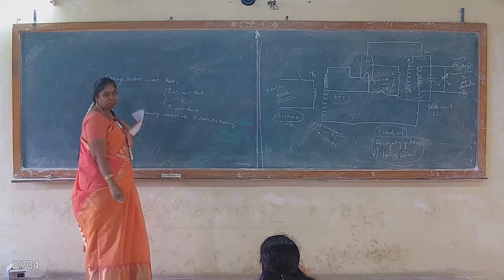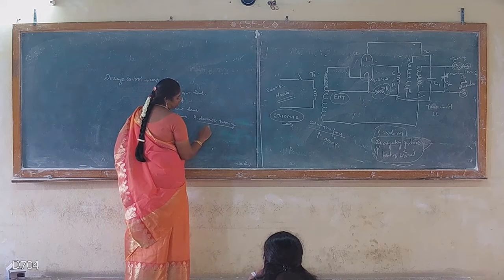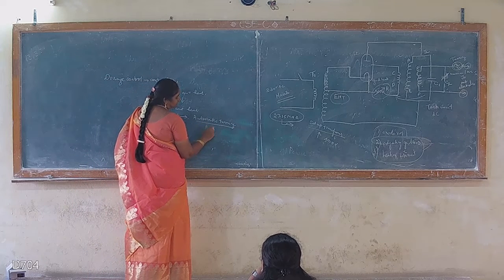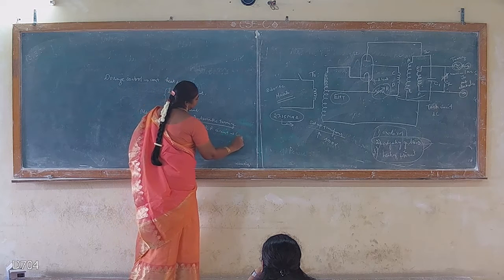So how does this automatic tuning circuit work? This is one additional RF circuit, along with a capacitor.